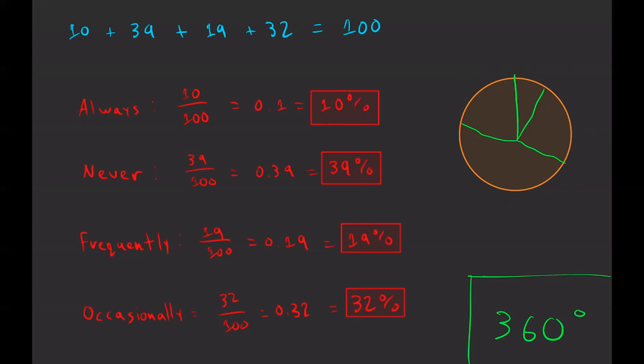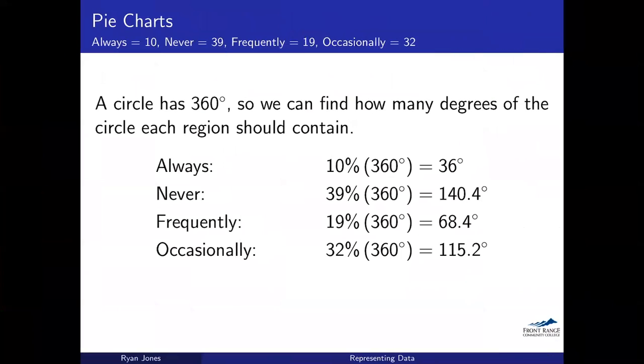So if we actually went through and said, all right, 10% of that 360 degrees is going to be 36 degrees. Now we know we could pull out something like a protractor and actually measure 36 degrees out. We could get an exact portion of this pie chart that represents the always category. And then with never, frequently, and occasionally, the same thing. We would take these percentages and figure out how much of that 360 we want to encompass.